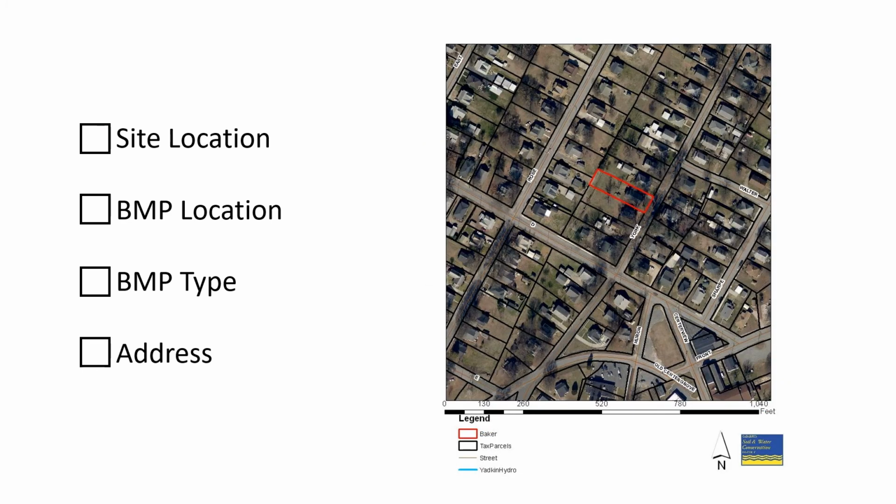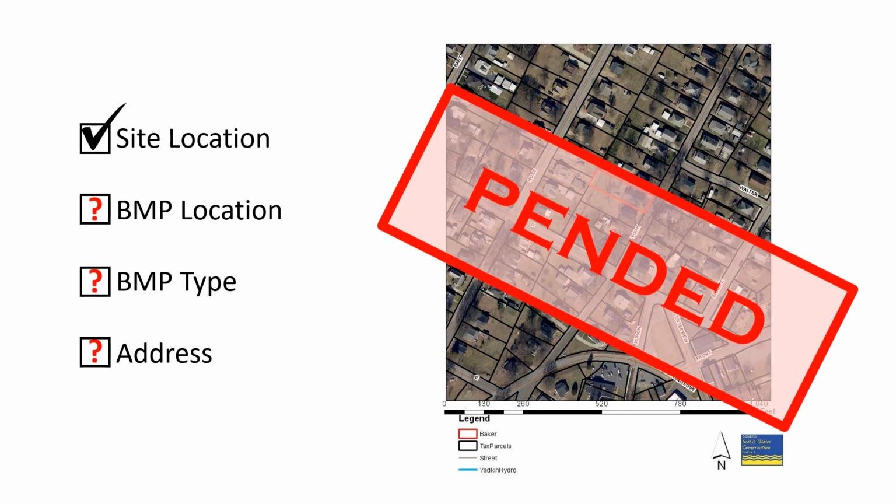Now let's get into some CCAP examples. While this map clearly identifies the site location in red, the BMP location, the BMP type, and the address are missing. This map would cause the contract to be pended.